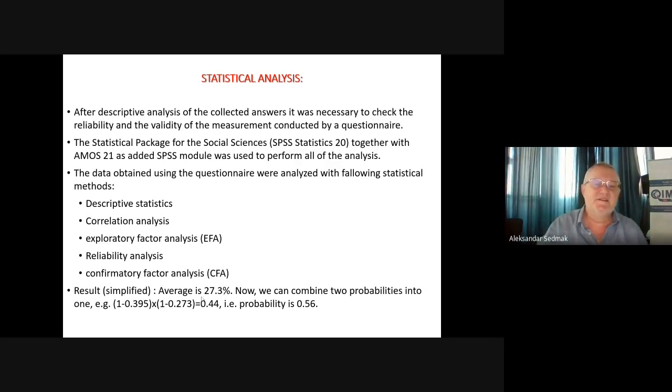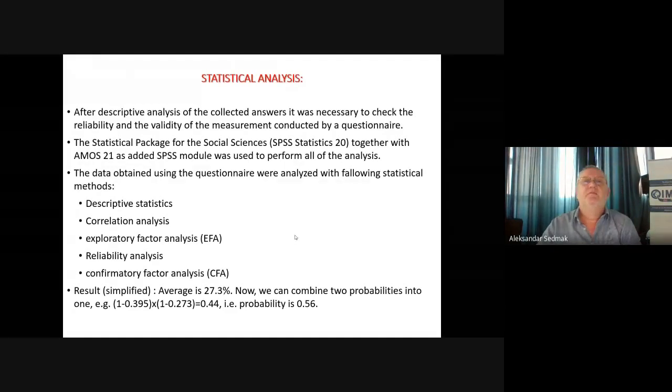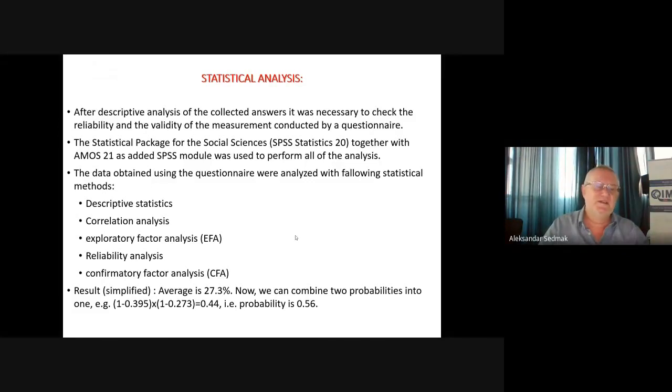Now, result in this case was about 27% of a risk, and by combining two probabilities into one, we can see that in the case of probability 39.5% from mechanical fracture mechanics point of view, and from this point of view, human resources, we end up with increased probability to 0.56. But this is not the main focus. This is just that you see what else can be done.